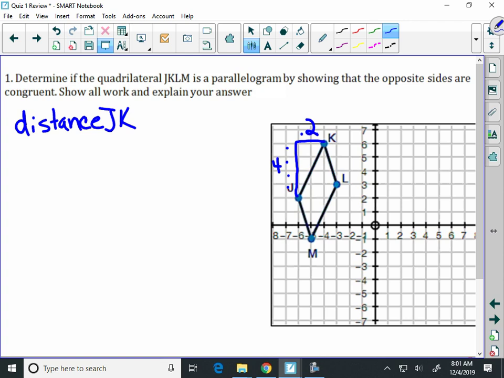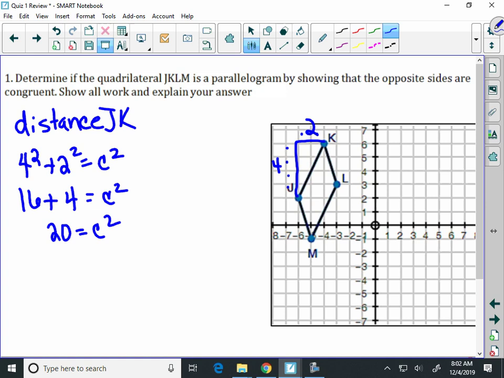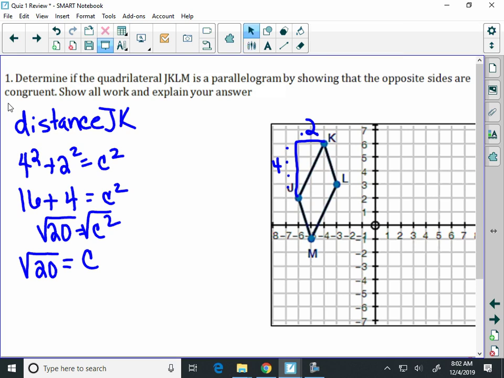So when we do the Pythagorean theorem, side squared plus side squared equals hypotenuse squared. 4 squared is 16. 2 squared is 4 equals c squared. 16 plus 4 is 20. And when we take the square root of both sides, we get c equals the square root of 20. So the opposite side to that, to JK, is going to be LM.